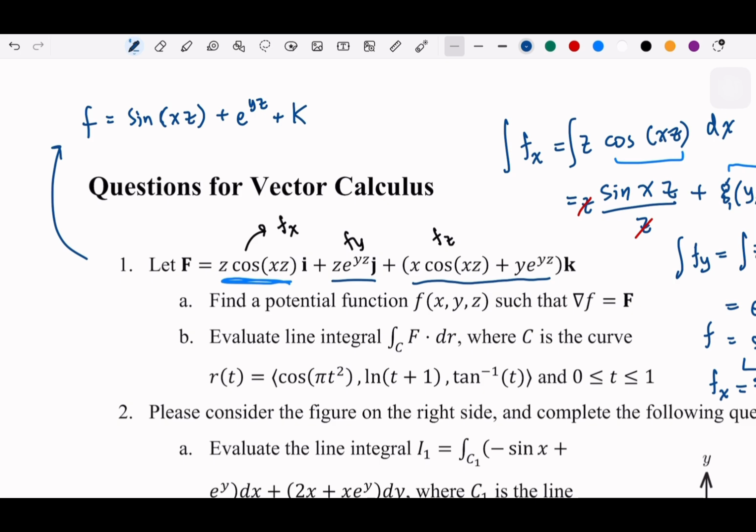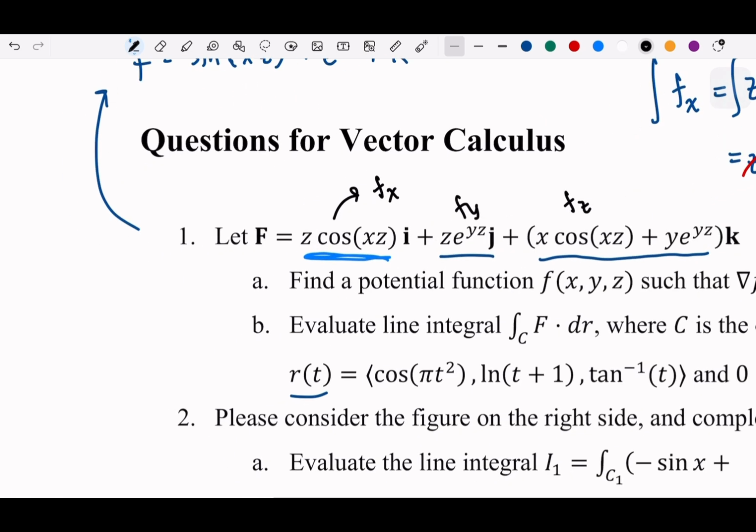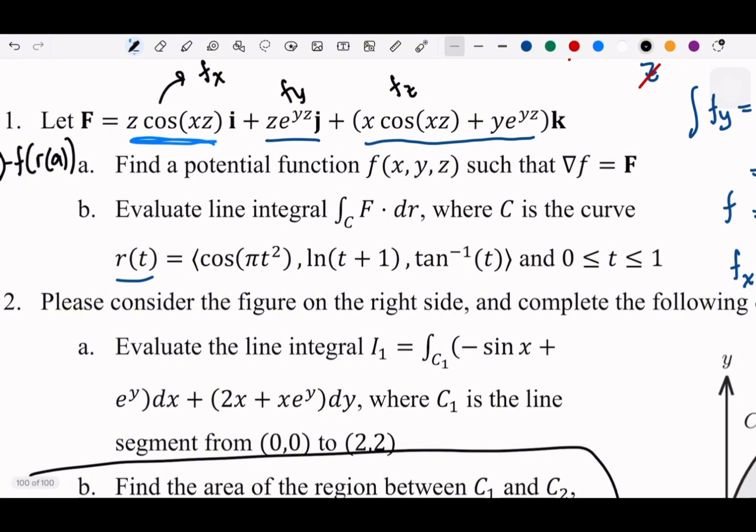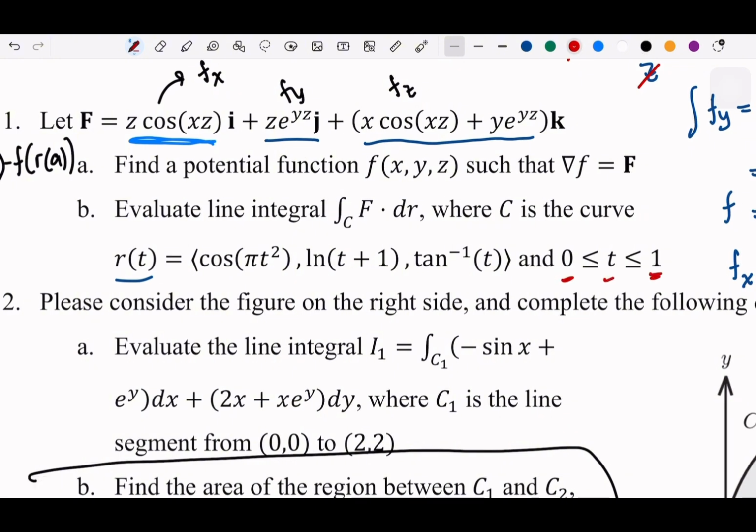And then the second question: evaluate the line integral where C is the curve defined by this vector position with parameter t. And this is simple: we can take this line integral and combine it with the fundamental theorem for line integrals, which is f(r(b)) minus f(r(a)). And we know that a and b are based on the parameter t, so we can just plug in 0 and 1 to the r, we get the value, and then we can use that value in this information.